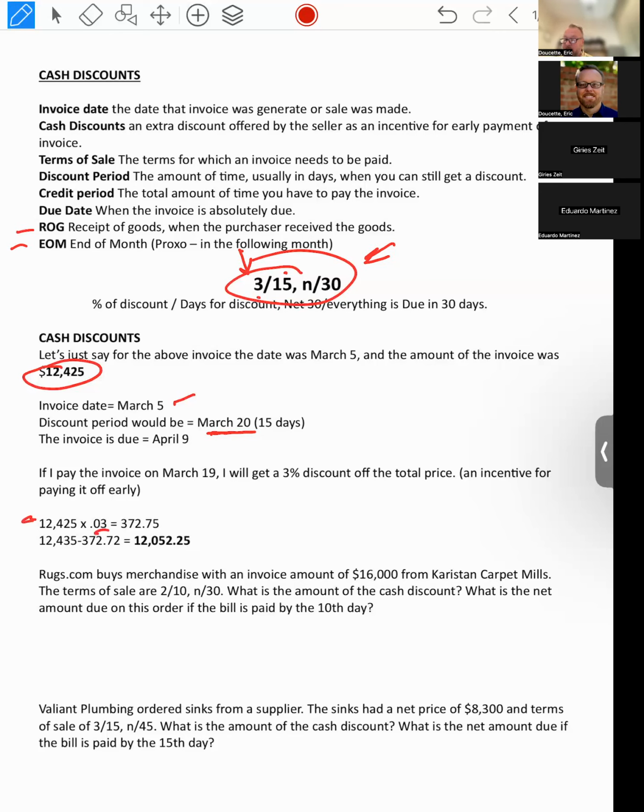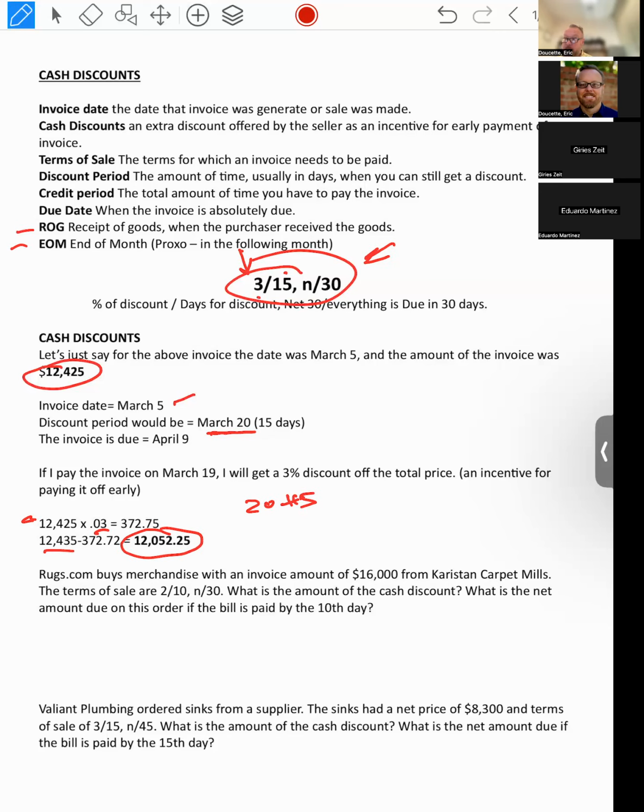So I subtract that from the invoice amount. Now my new net amount is $12,052.25. So that would be due on 30 days. So 15 days expired March 20th. So then I can add another 15 days to that. So that would be March 30th.